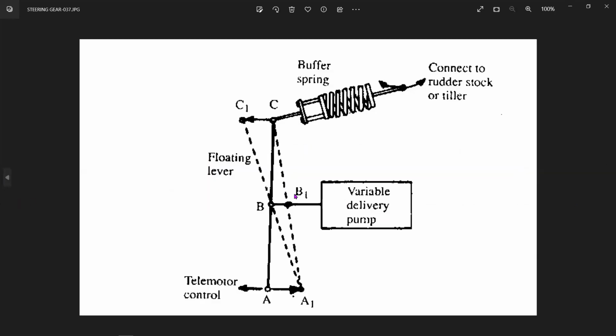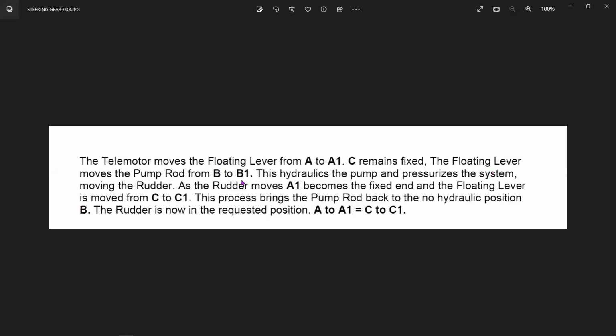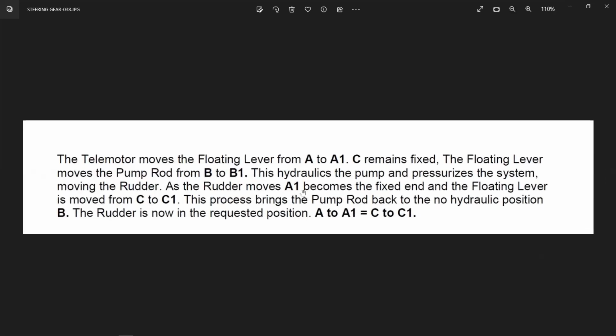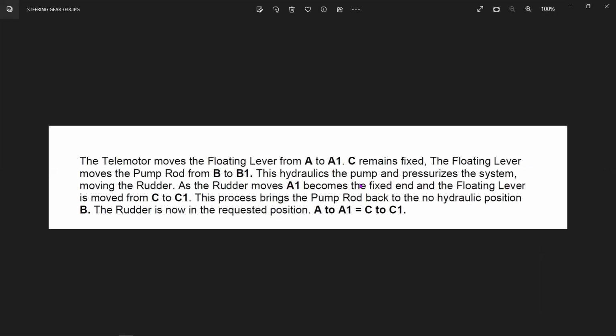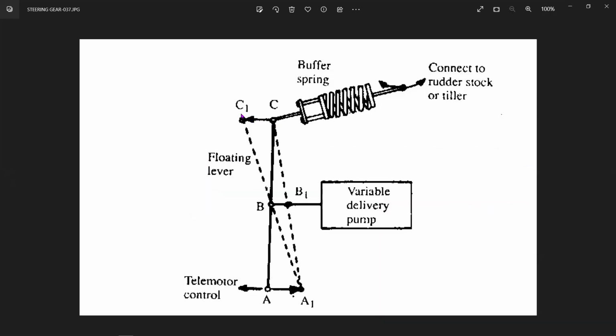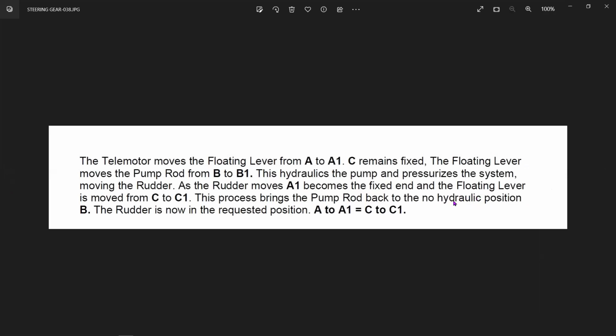From A to A dash, the telemotor moves the entire thing. Point C remains fixed, and from B to B dash the stroke is given to the variable delivery pump. The pump moves from B to B dash, and the hydraulics in the pump pressurize the system, moving the rudder. As the rudder moves, A1 becomes the fixed end around which it pivots, and the floating lever moves from C to C1, because the rudder action is now moving from C to C1.